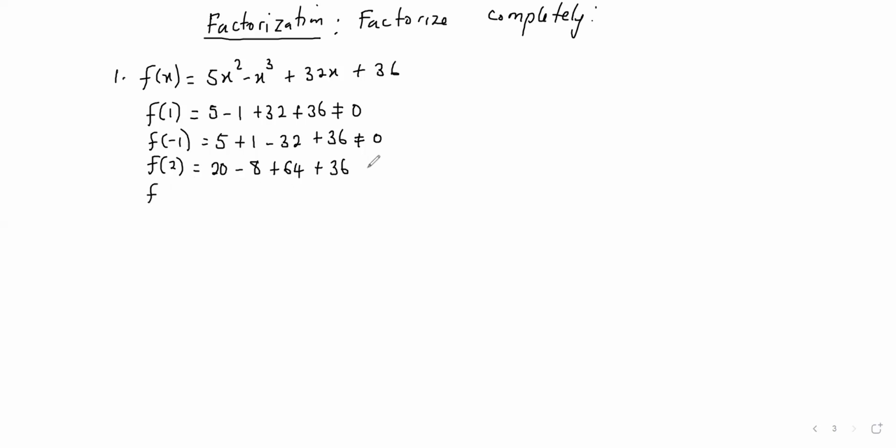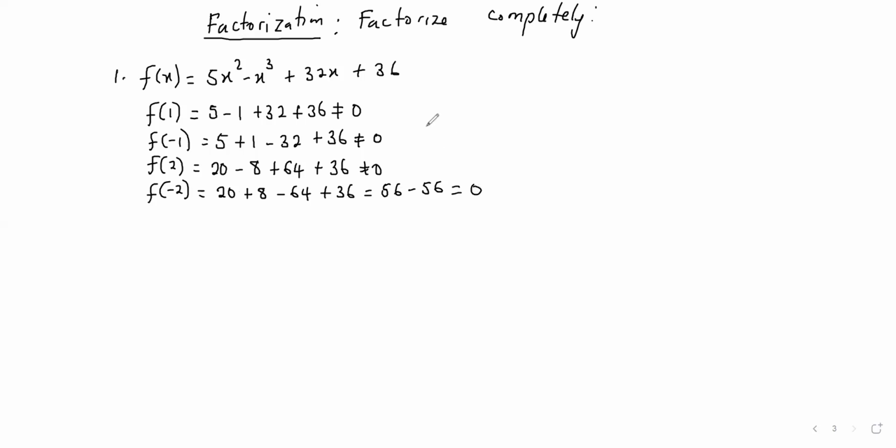So we try -2. It will give us positive 20 here still. It will give us positive 8 here, minus 64, plus 36. So we add. What do you get? This looks like a 0. So 20 plus 36 is 56. 8 minus 64 is minus 56. So we get a 0.